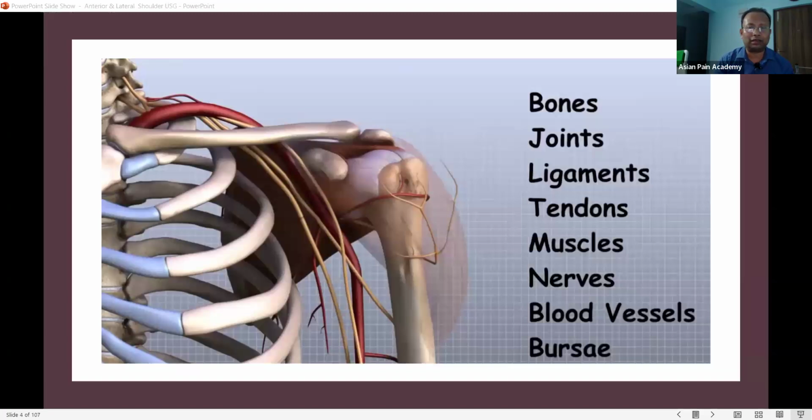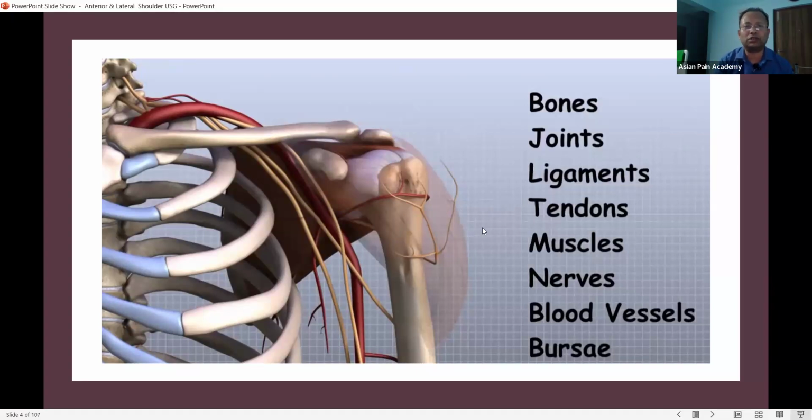So in the anatomy overview, as we want to know from where the pain is coming, the main pain generator. So what can be the pain generator? The structures which are there. So what are the structures? Bone and joints. The deepest structures are bone and joints. Then come ligament, tendon, muscle, nerve, blood vessel, bursa. Even the blood vessel is important while doing ultrasound of the shoulder.